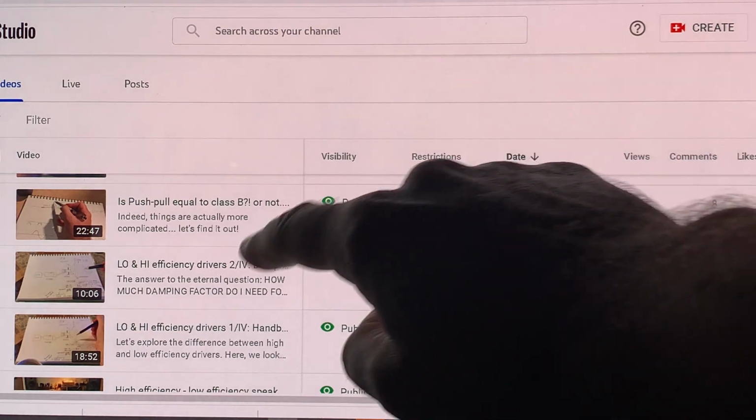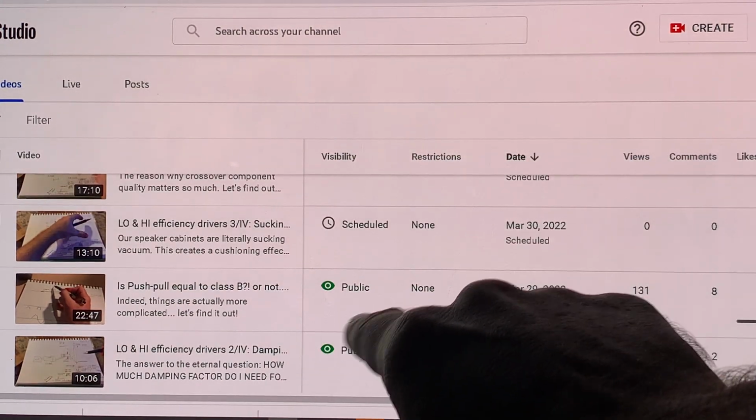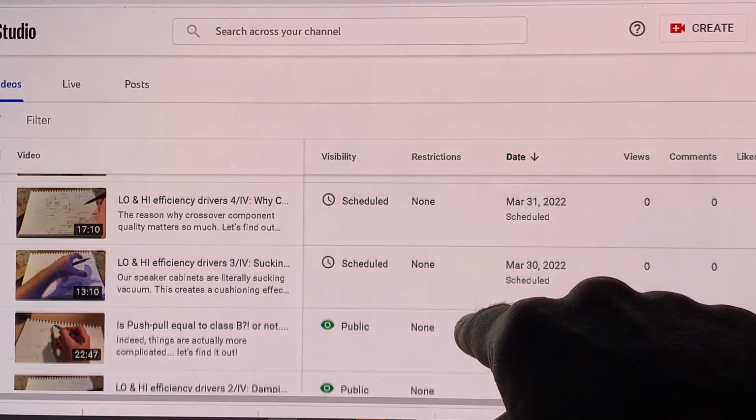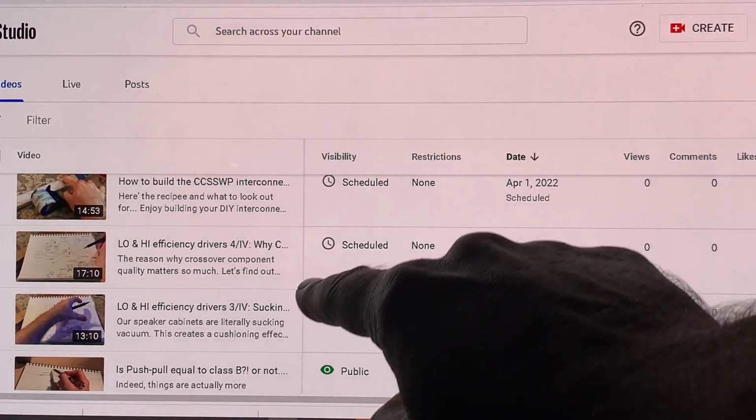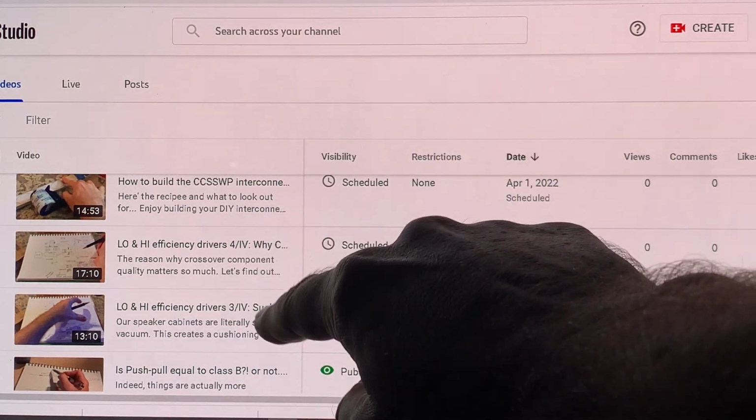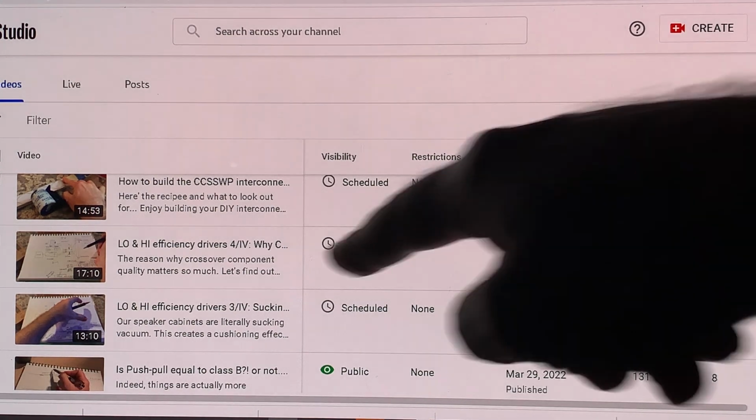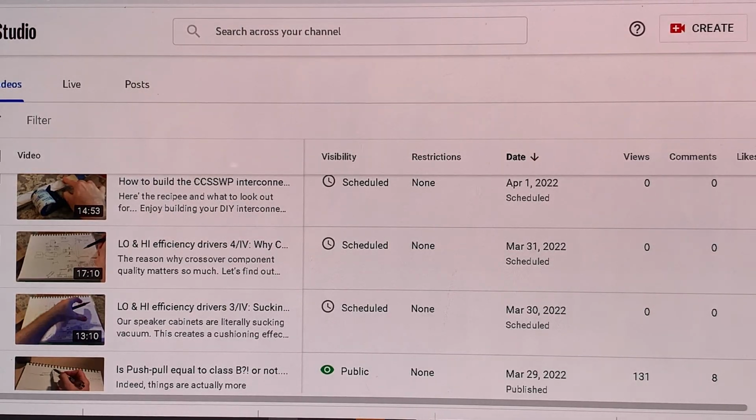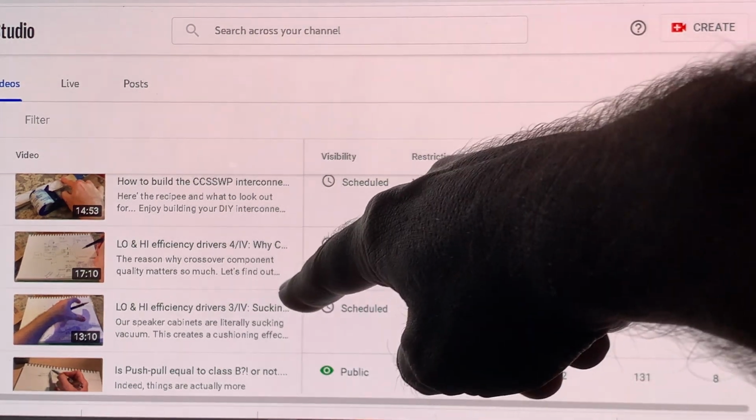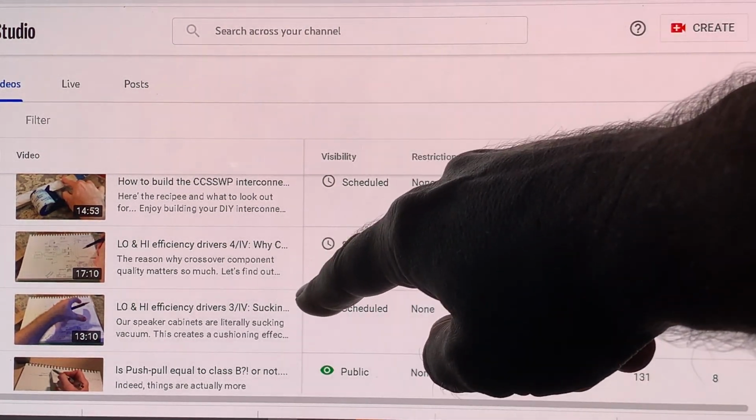As you see, these are public already, and I have a bunch which is scheduled to be released. So there are two more videos coming on the discussion with low and high efficiency drivers. Tomorrow that episode is coming about what the loudspeaker cabinets are doing to the air inside the cabinet. So I don't want to say more about it. You will see it very soon.